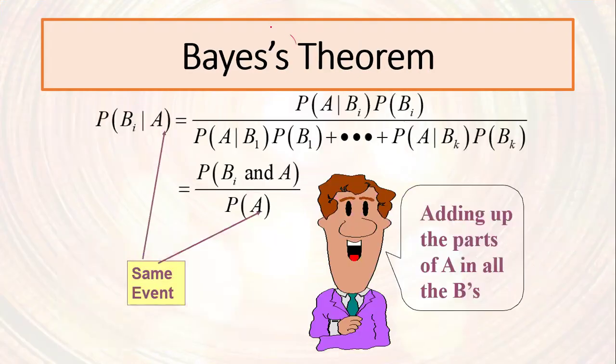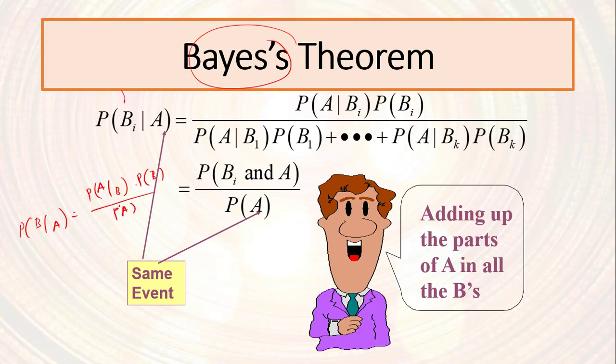This is called Bayes theorem. So basically, probability of B given A equals probability of A given B multiplied by probability of B, divided by probability of A. This is the Bayes theorem.